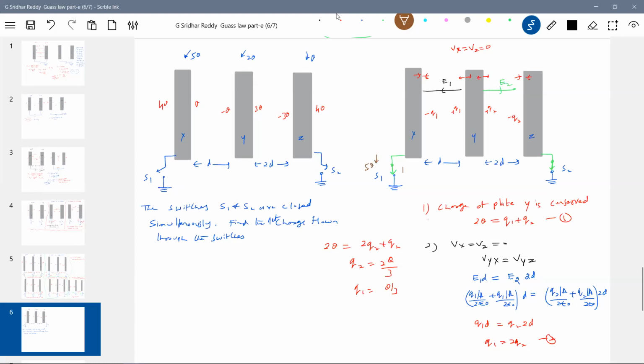Afterwards, Q1 charge, Q by 3. Similarly, what was the charge of this plate? It was Q, no? So first Q charge. Next Q2. Q2 is how much? 2Q by 3. Add up both. What was the charge? 5Q plus Q by 3. 16Q by 3 will flow here. How much charge here? 5Q by 3 will flow here.